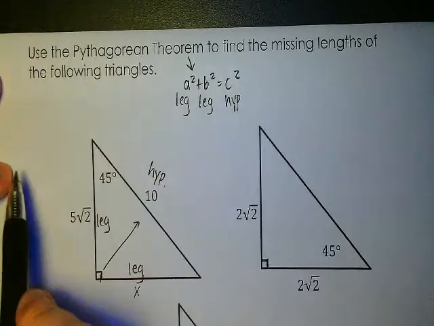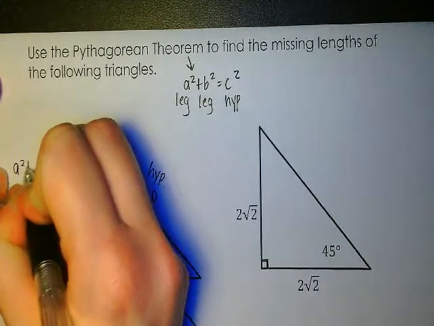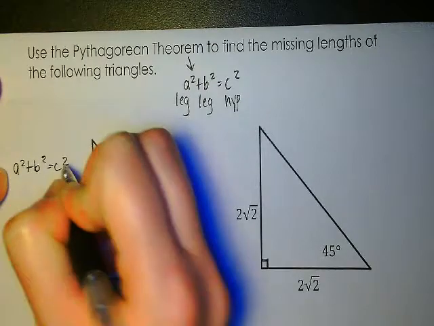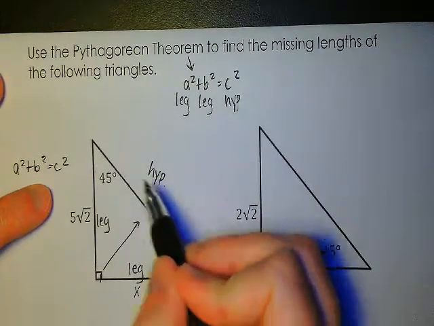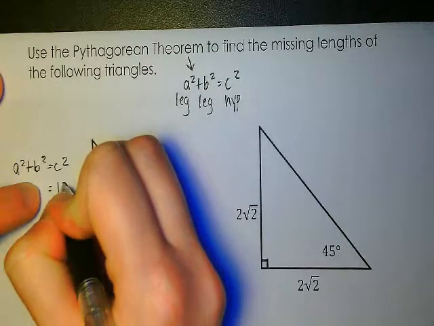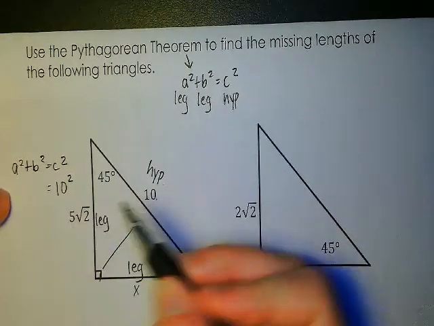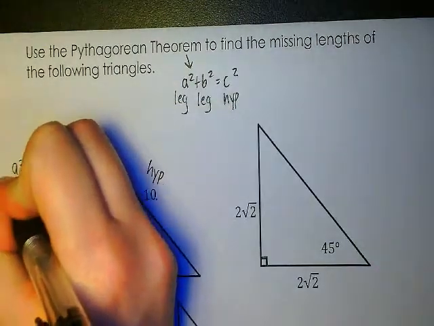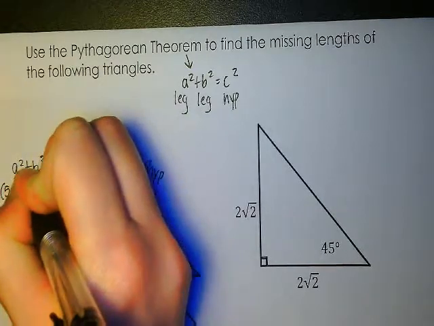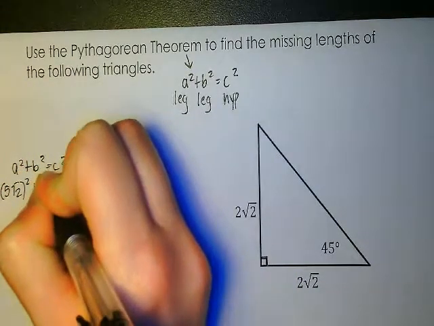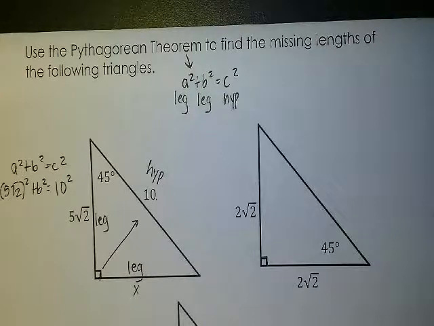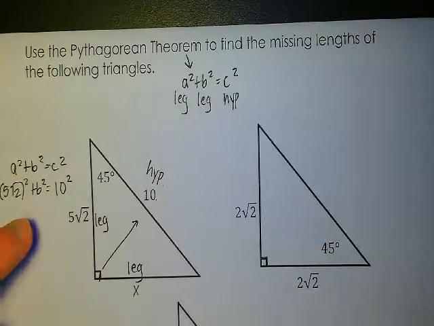So I'm going to work on the left-hand side of this, and I'm going to write a squared plus b squared equals c squared. I'm going to go ahead and plug in 10 for c, that's my hypotenuse, and I'm going to call 5 square root of 2 a for right now. If you called it b, that's all right. Now we're going to simplify.